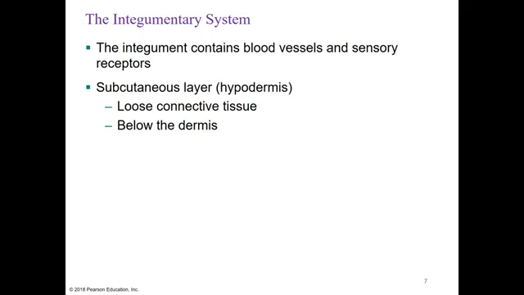So the integument or skin contains blood vessels and sensory receptors, so we can feel through our skin. And under the skin or cutaneous membrane, we have the subcutaneous layer, which is known as the hypodermis. And it is made of loose connective tissue, a lot of fat or adipose in this area, and again found below the dermis, as the sub prefix indicates.